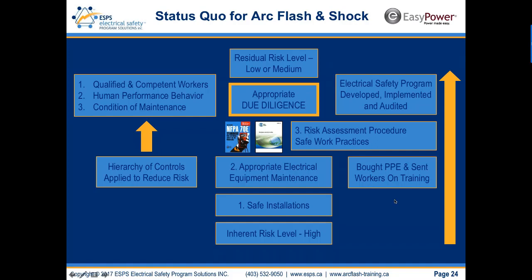So historically, companies bought PPE and they sent their workers on training and felt that that was good enough. They got studies done, installed equipment labels, and thought that was good enough, but it's not. Ultimately, my opinion is an electrical safety program should be developed, and it drives the application of the controls, getting the studies done, buying the PPE to a specification, and then also specifying the training and the application of the other controls, delivered through an occupational health and safety management system and electrical safety program. So if we continue to make these improvements from the bottom up, we will take the residual risk level of work tasks to lower medium consistently.